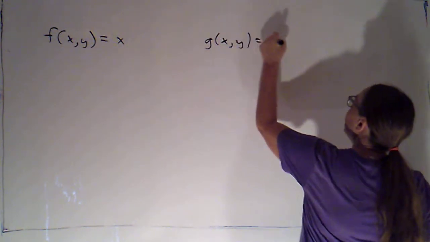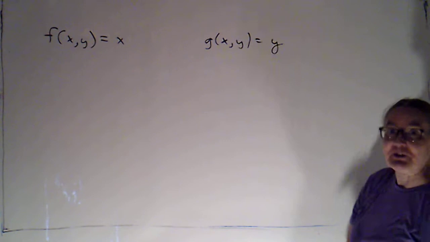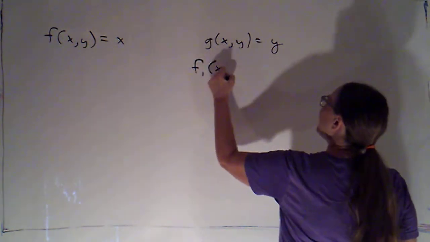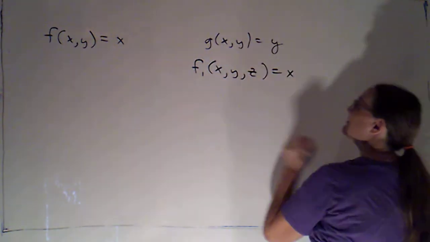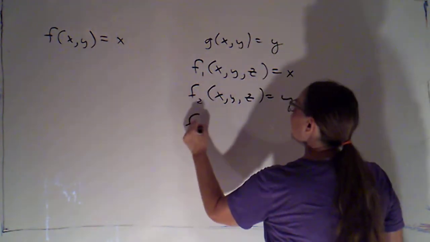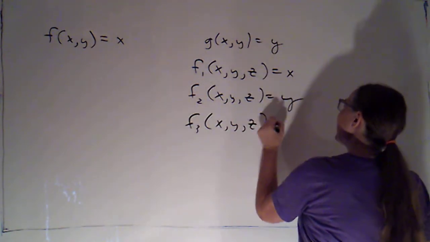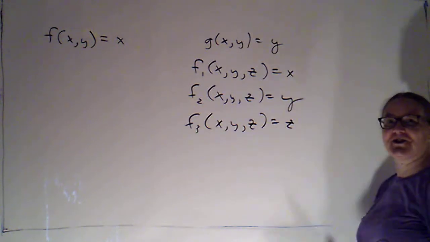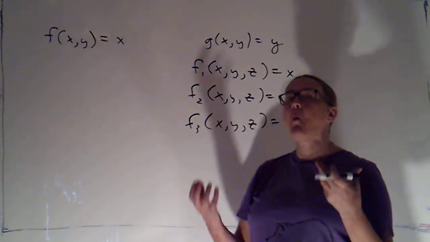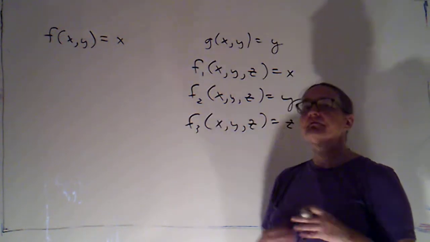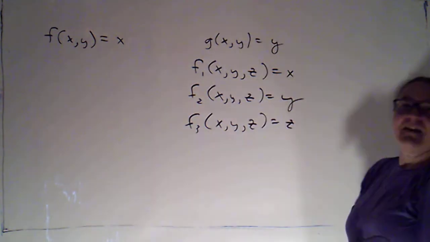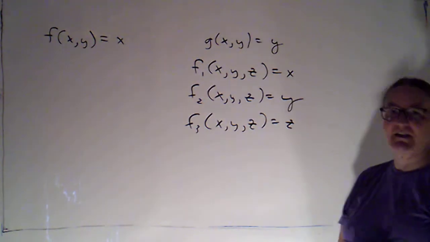G of xy equals y, if I spit out the y value instead. Or, I'll just call it f sub 1 of xyz equals x, f sub 2 of xyz equaling y, and f sub 3 of xyz equaling z. So whether I took a function in 2 space or 3 space, if I pick a function that just gives me one of the coordinates of my points, that function is going to be continuous on its domain. Okay, it's essentially the same argument for all 5 of these functions.